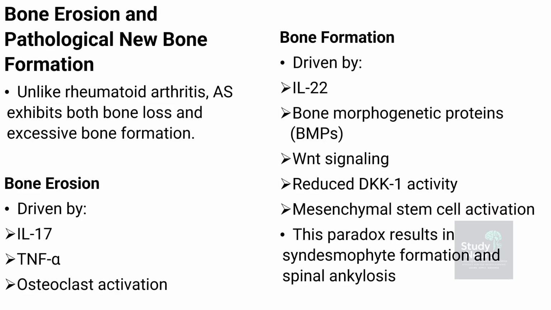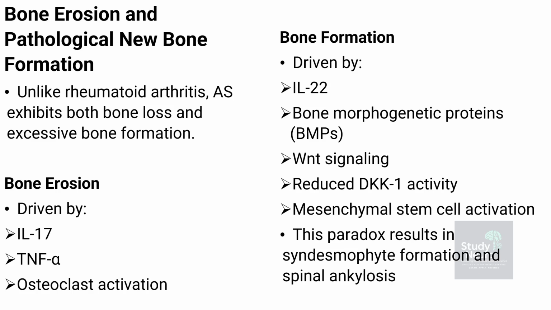Ankylosing spondylitis causes both bone destruction and excessive new bone formation, making it different from many other inflammatory joint diseases. This is a defining feature. Inflammatory signals such as interleukin 17 and tumor necrosis factor alpha activate osteoclasts, the cells responsible for breaking down bone, leading to areas of bone erosion.